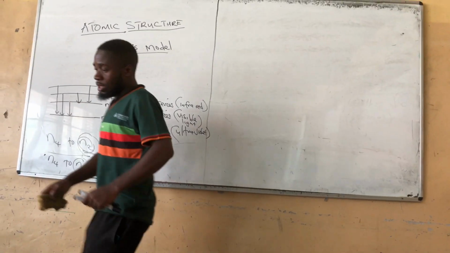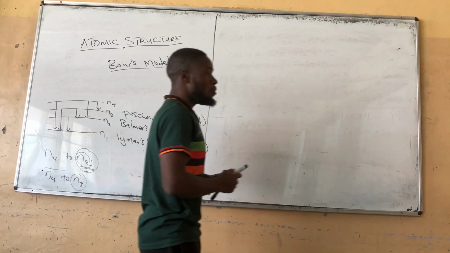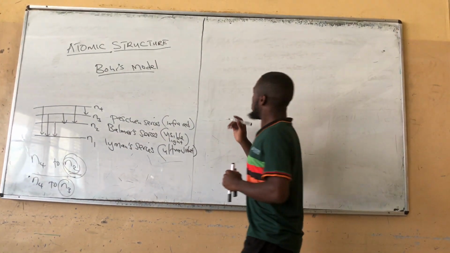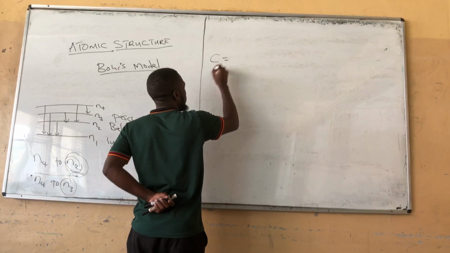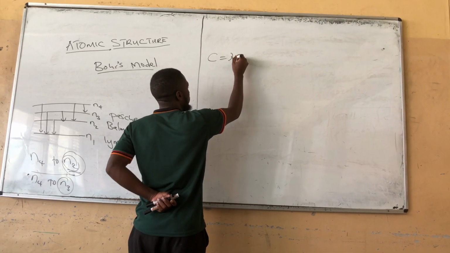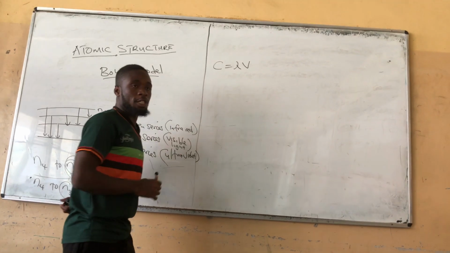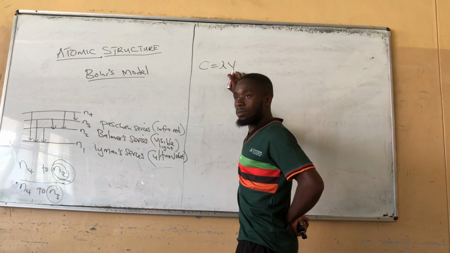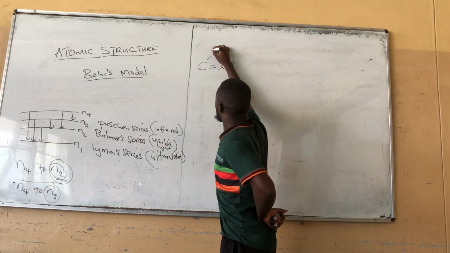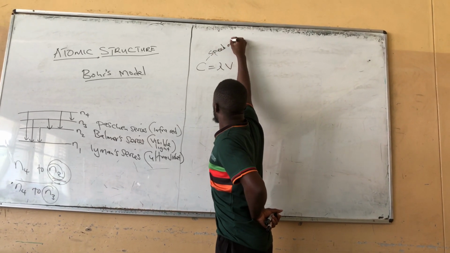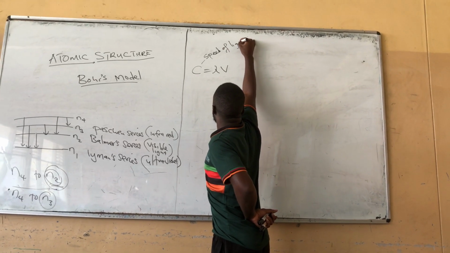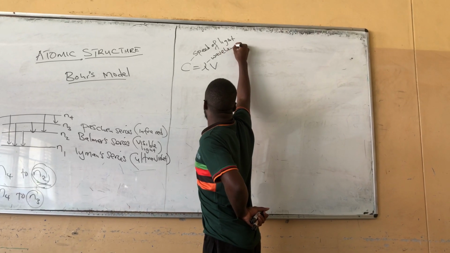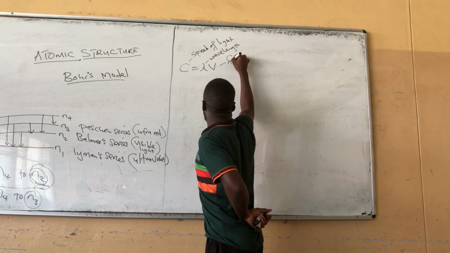Before you need this, let me give you some formulas. How do you calculate the wavelength? The first one: the speed of light is equal to the wavelength multiplied by the frequency. From here you can make the wavelength the subject of the formula. This is the speed of light, this one is the wavelength, and this one is the frequency.